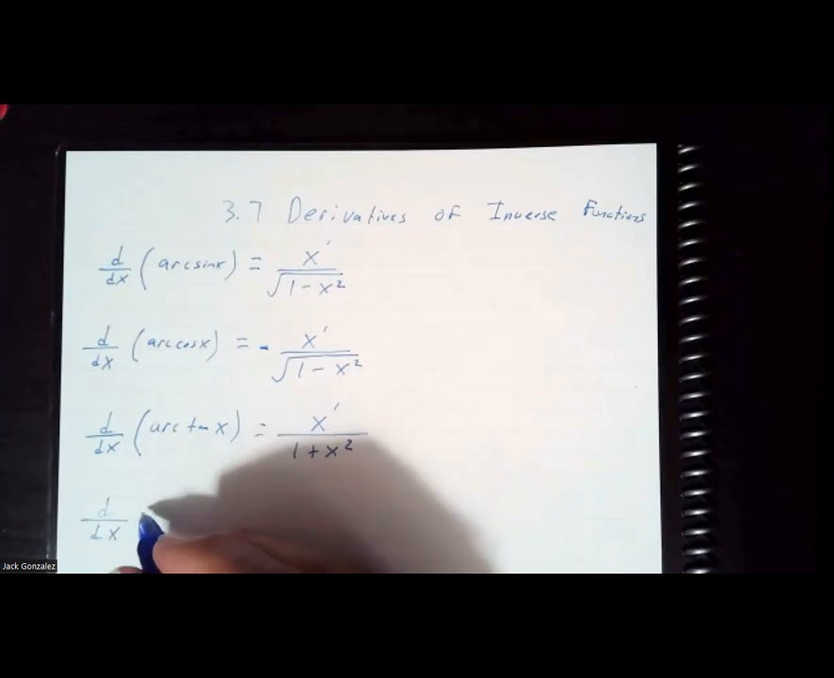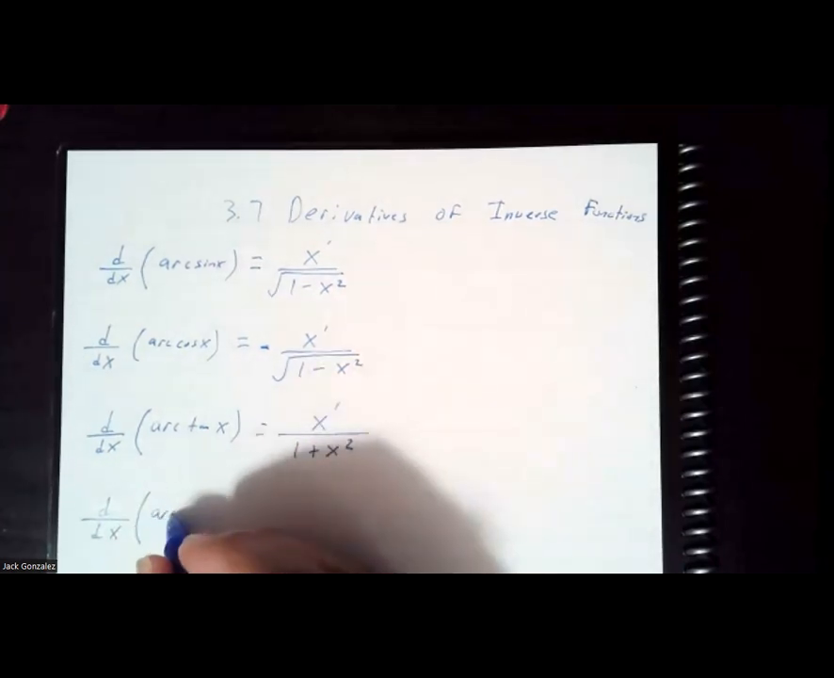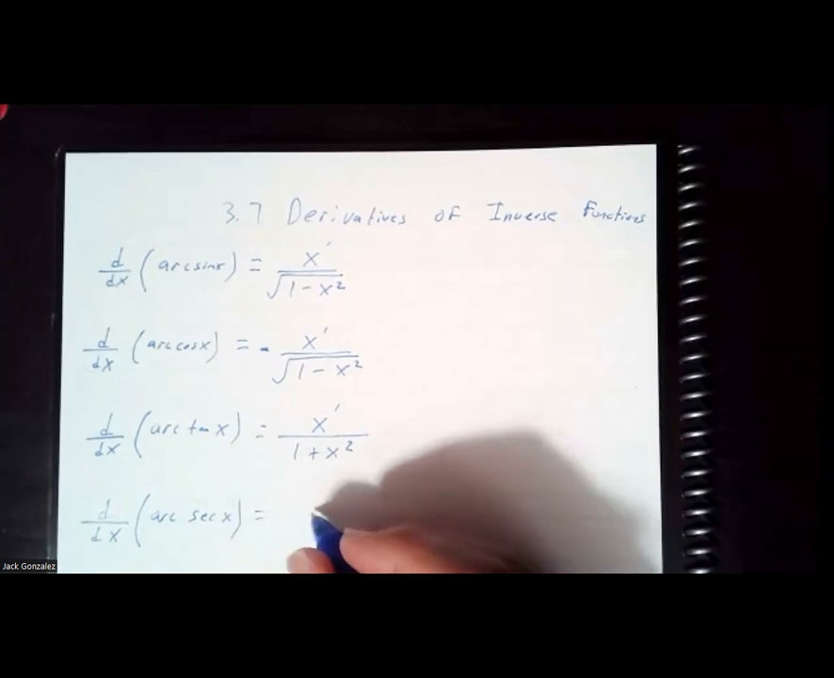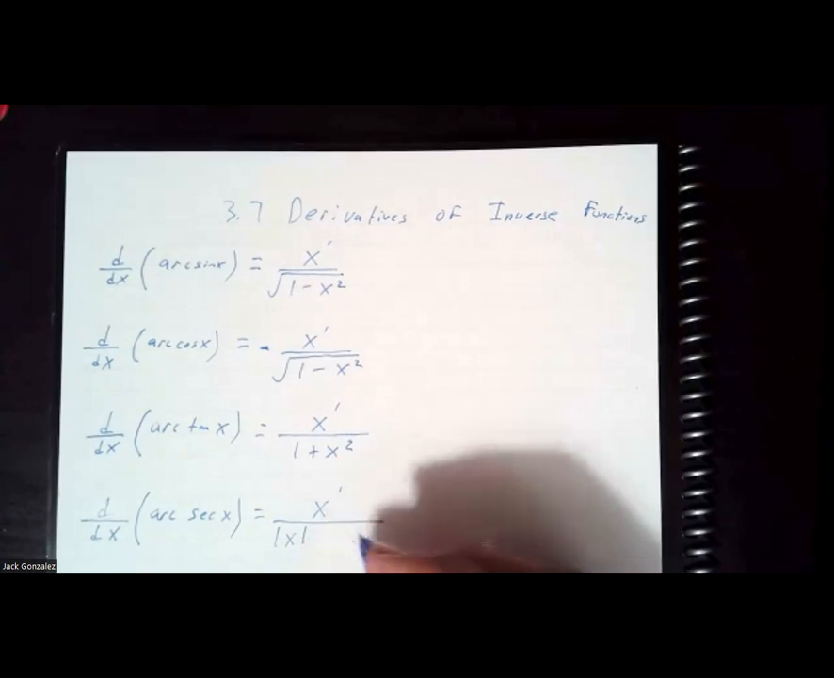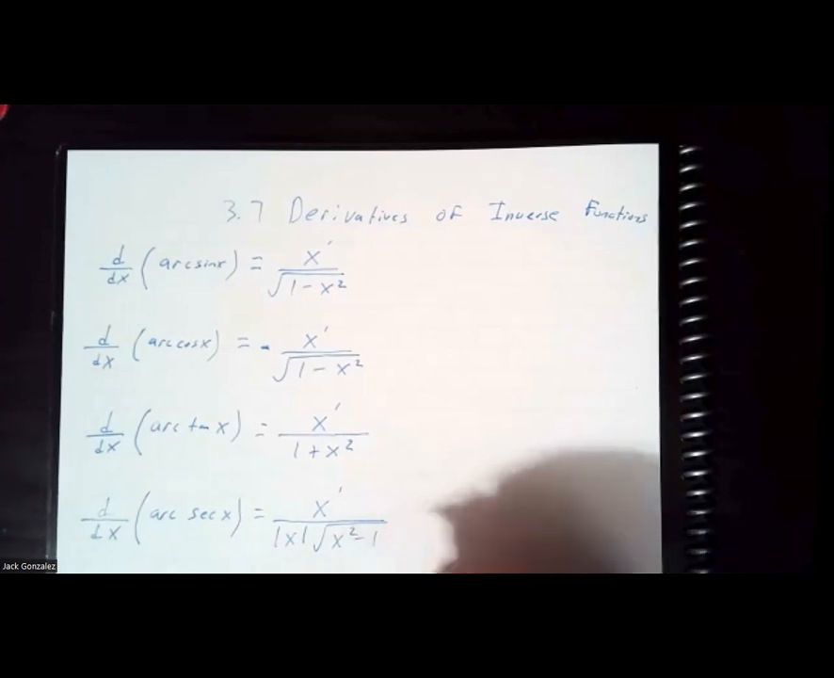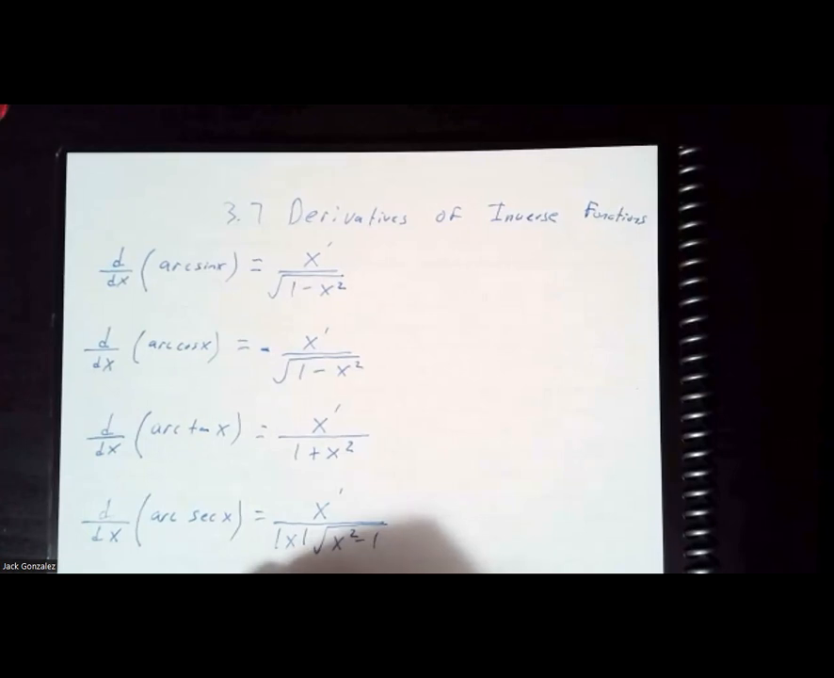Derivative of cosecant will be, well, let's do secant first, actually. Arc secant will be x prime over absolute value of x times the square root of x squared minus 1. Now let's do cosecant, which is the exact same thing, except you have a minus sign in front.